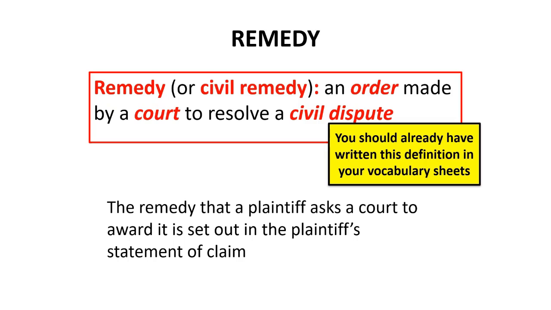Just by way of recap, damages and injunctions are both types of civil remedies. Civil remedies are sometimes just referred to as remedies. A remedy is an order that is made by a court to resolve a civil dispute. The remedy that a plaintiff asks a court to award when the plaintiff sues a defendant is set out in the plaintiff's statement of claim.